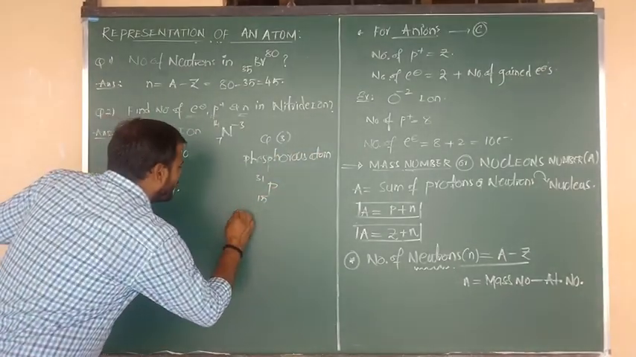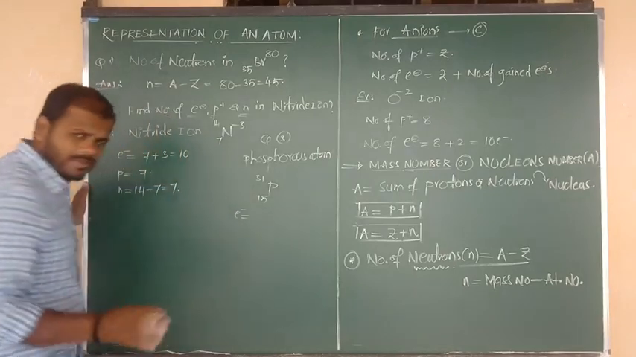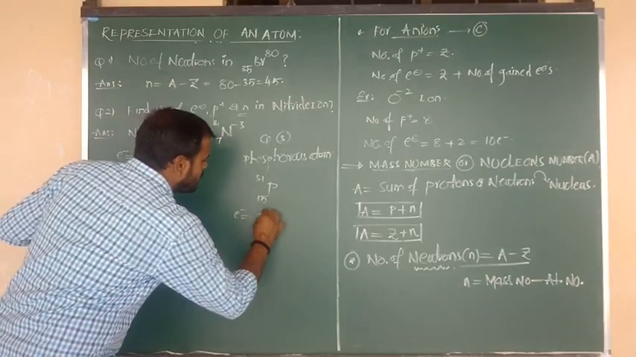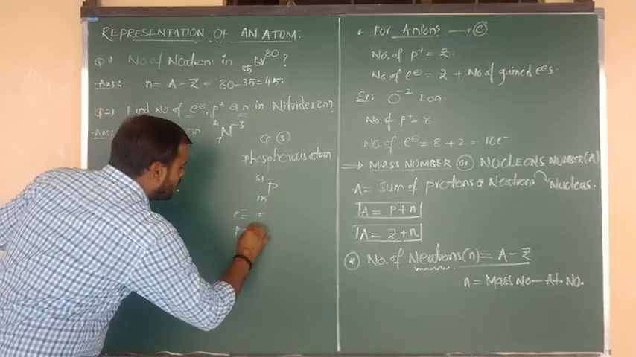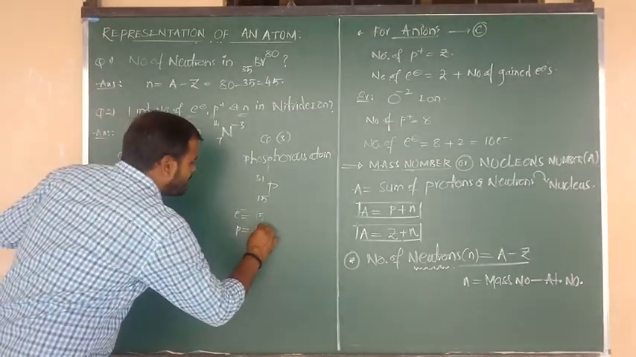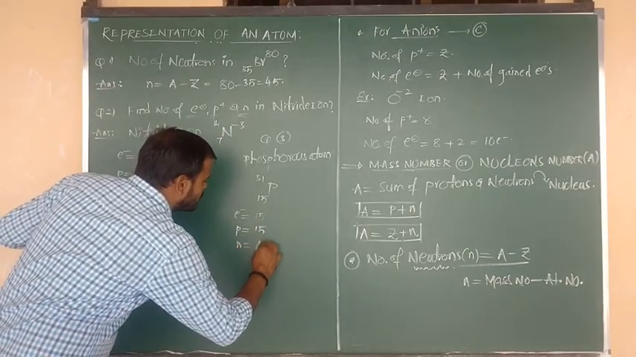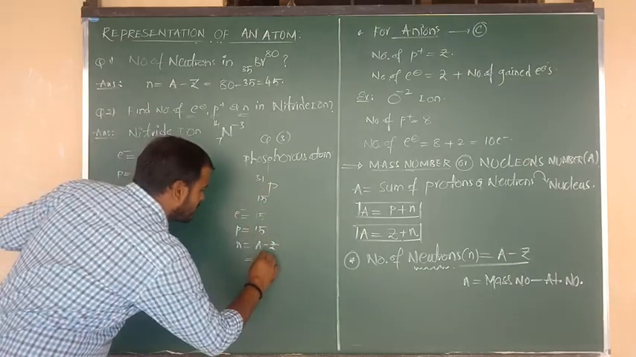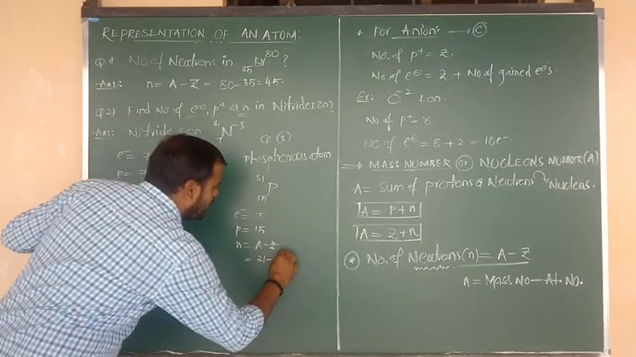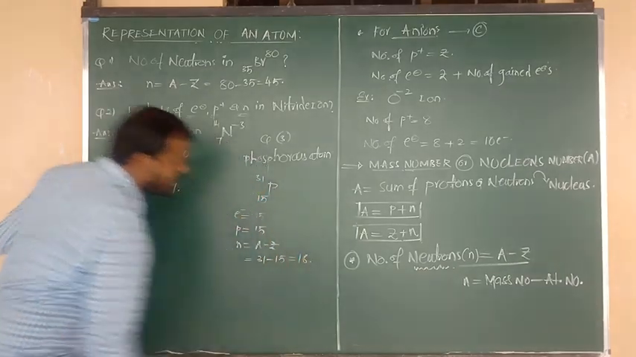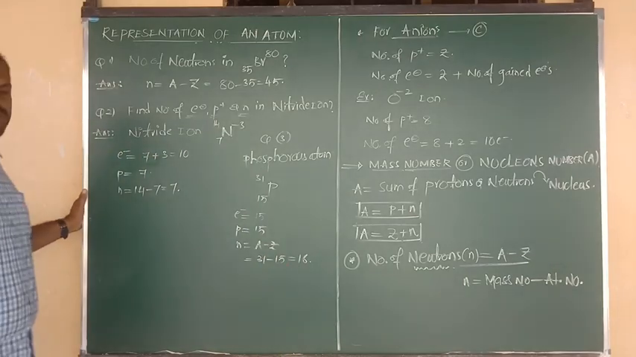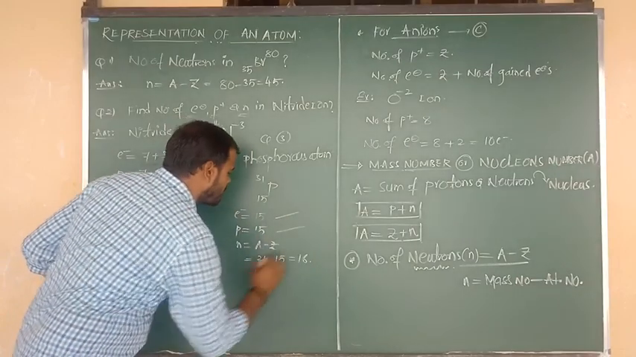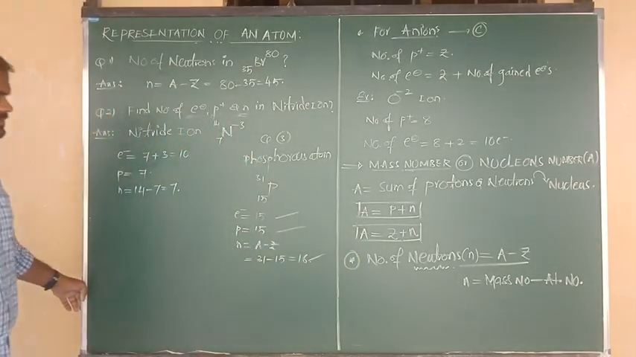Let me go for the number of electrons. Electrons equal the Z value, which is 15. Protons equal the Z value, again the answer is 15. Neutrons equal A minus Z, that is 31 minus 15. So your answer is 16. In that manner, you can calculate the answers for the number of electrons, protons and neutrons.